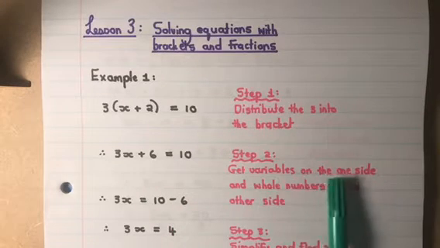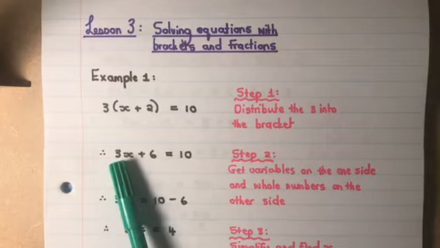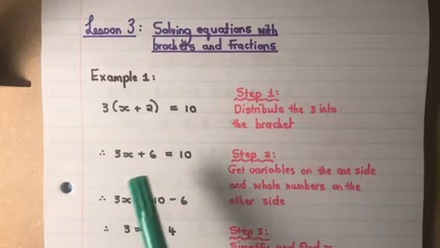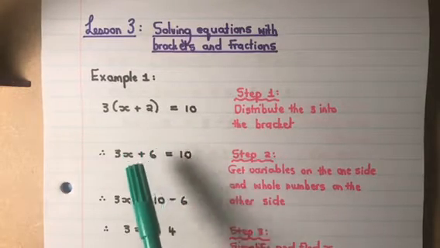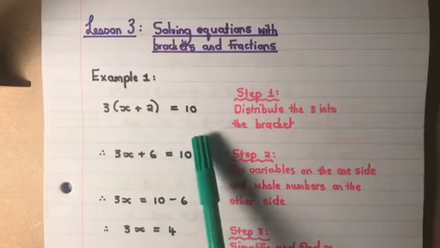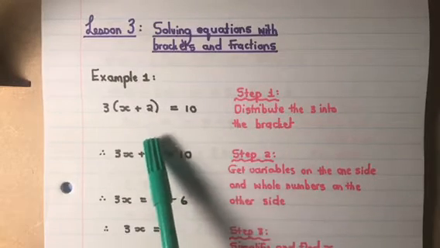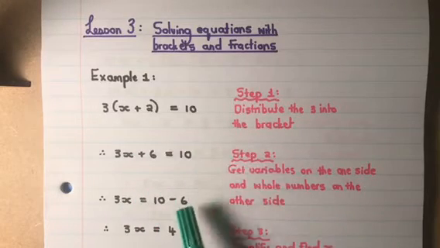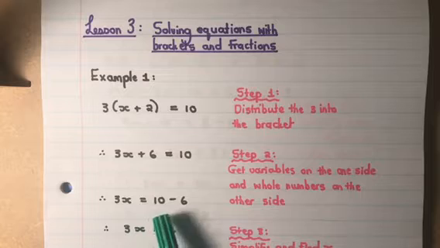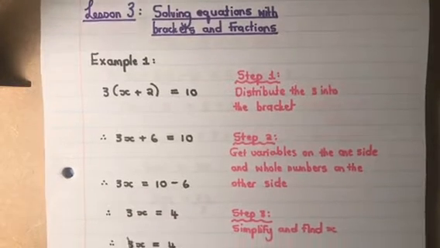Step 2 is get your variables on the one side and your whole numbers on the other side. So you're going to have 3x is equal to, get rid of that 6, remember you do the inverse, plus 6 minus 6. Or another way that I showed you is just throw them over to the other side. But very important, once you throw them over, the sign changes. The positive 6 becomes a minus 6. Okay, so you've got 3x is equal to 10 minus 6. So 3x is equal to 10 minus 6, which is 4.